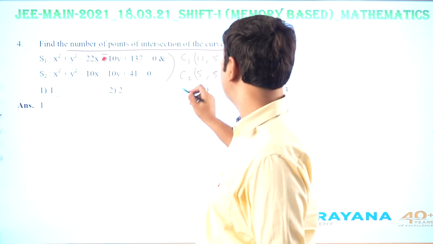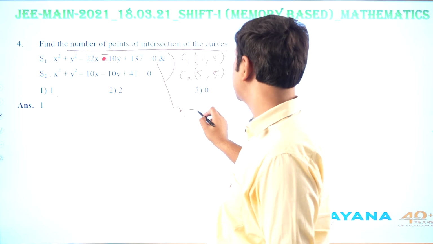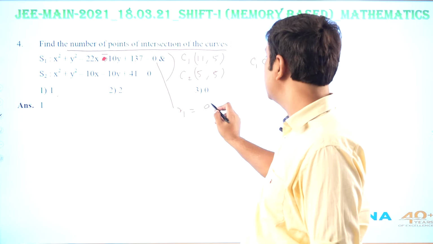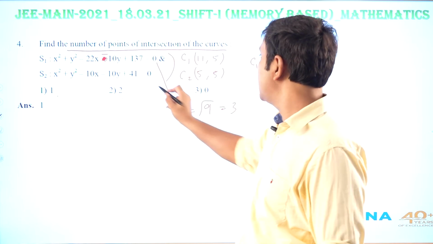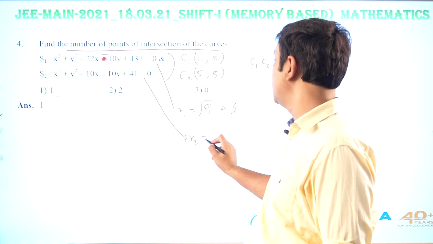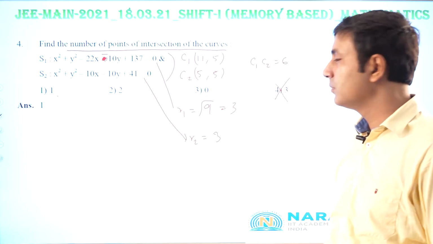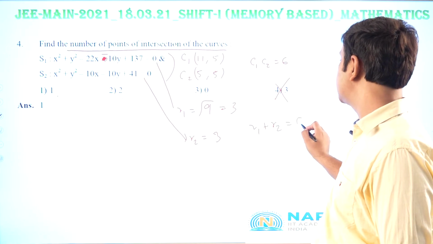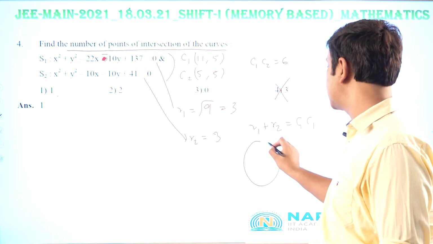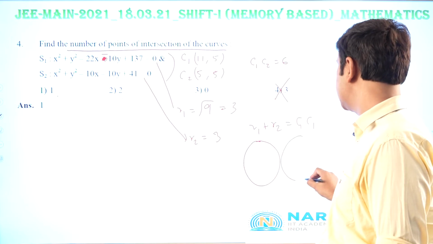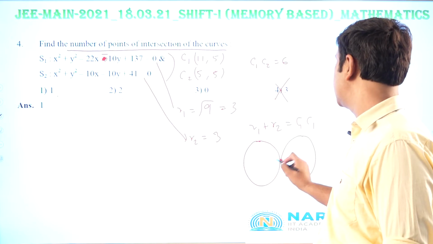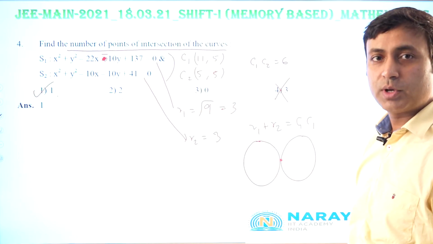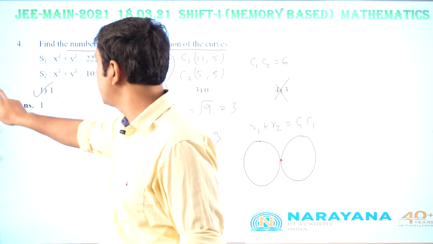Moreover, the radius of the first circle R1 is equal to the square root of 11 square plus 5 square minus 137, which will come out to be the square root of 9, which is 3. Similarly, the radius of the second circle will come out to be 3. So we will see here that R1 plus R2 is C1C2, which means the circles, which are also equal in size, are touching, and there is only one point of intersection. No problem. Let's move on to the next question.